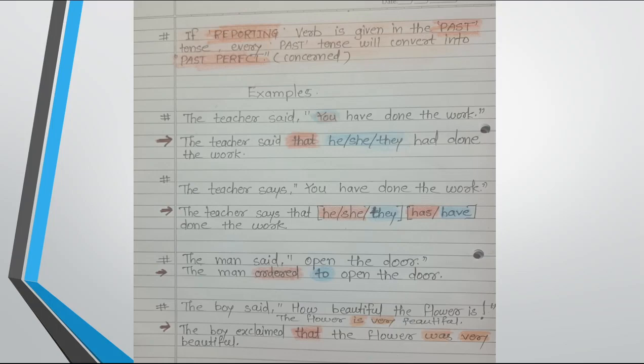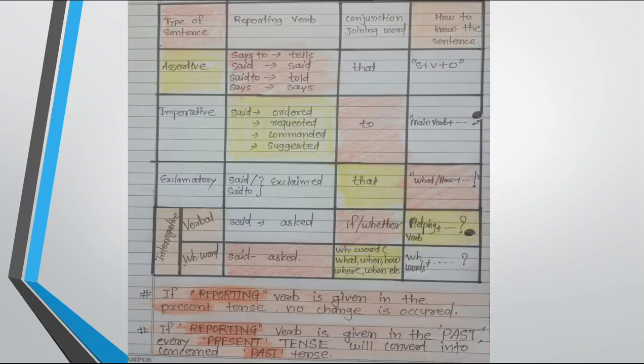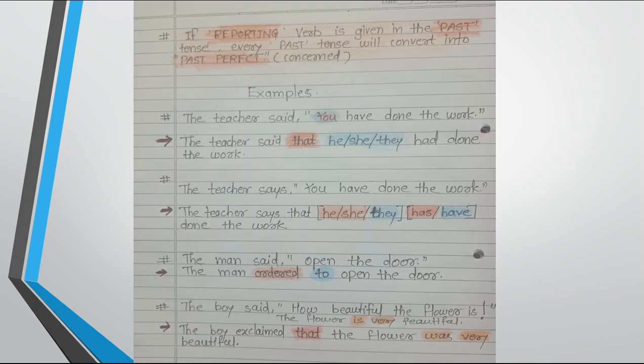The boy said, how beautiful the flower is. Here, how beautiful the flower is has an exclamation mark, and before that we learned that if an exclamation mark is there and the sentence begins with how or what, at that time we can consider it an exclamatory sentence. That conjunction is used, and said converts into exclaimed. Here also we are going to apply the rule.